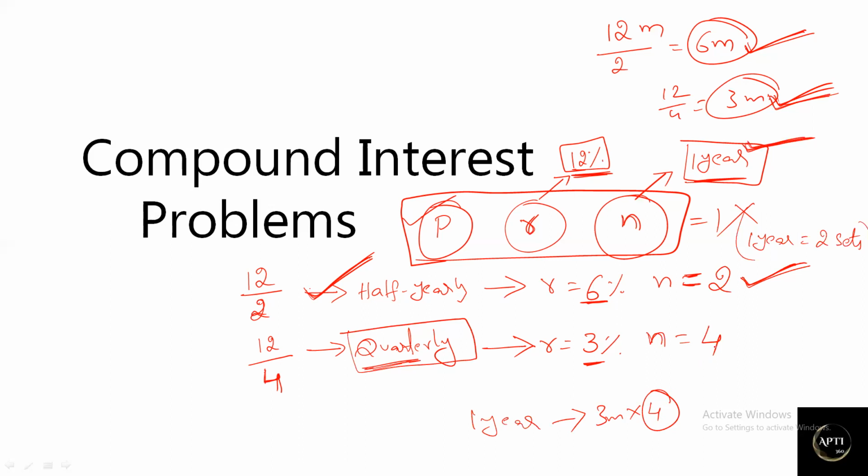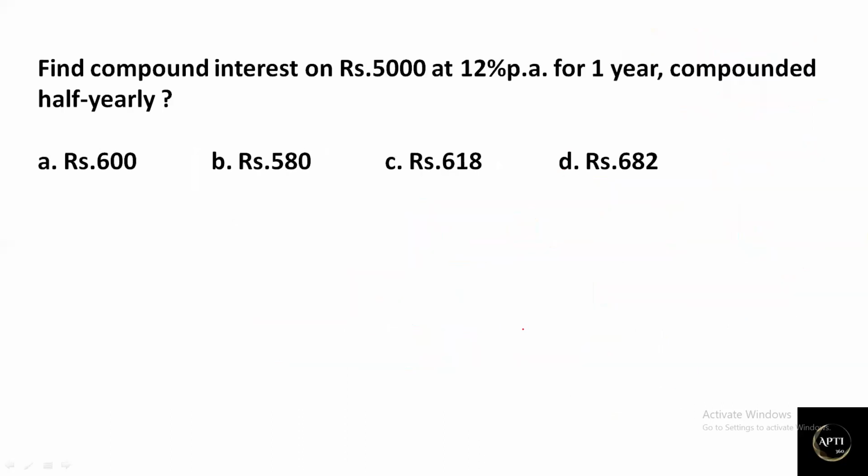So this is how we can understand the n value, either 2 or 4, if they ask you compounded half yearly or compounded quarterly. I hope you all are clear with this concept. Now we'll try to solve some questions based on the same concept. Find compound interest on 5,000 at 12% per annum for 1 year, compounded half yearly.